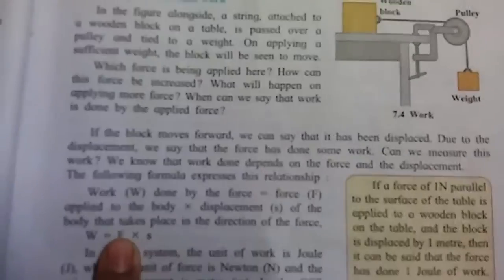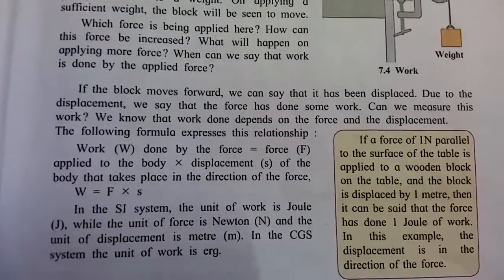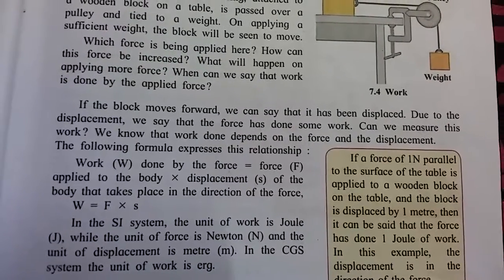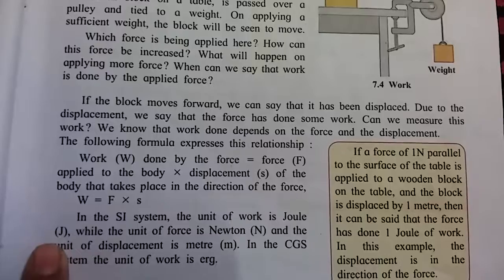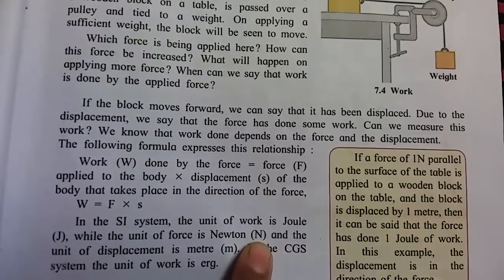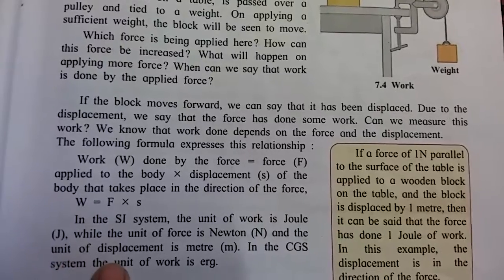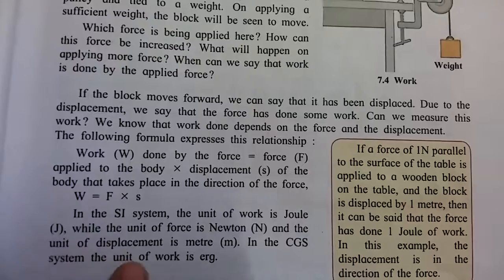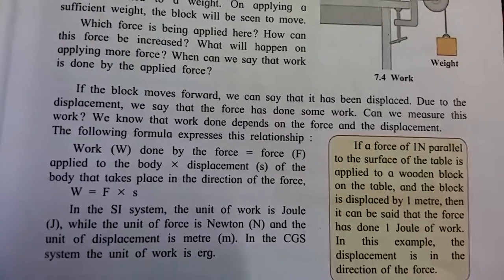F means force applied to the body and s means displacement. In the SI system, the unit of work is joule. Symbol is capital J, while the unit of force is Newton and the unit of displacement is meter. In the CGS system, the unit of work is erg.